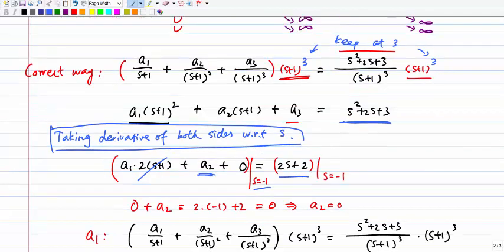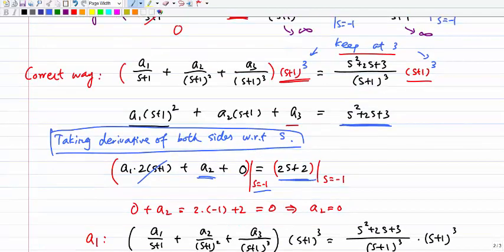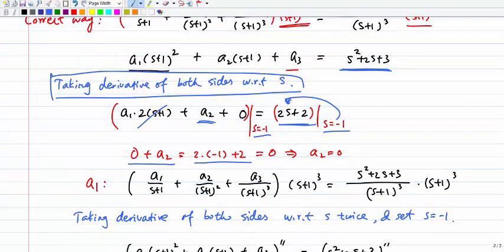So you just evaluate the derivative on the right hand side at s equal to negative 1. The left hand side is a2, and the right hand side is 2 times negative 1, and then the 2 will remain here. Replacing s by negative 1, the sign will be 0, so a2 will be 0.